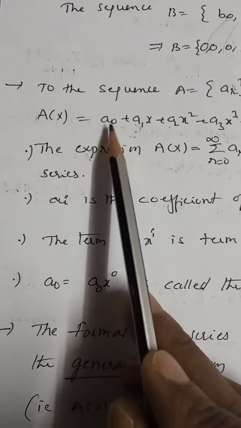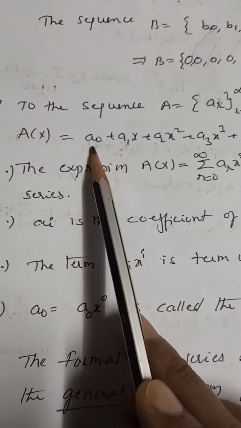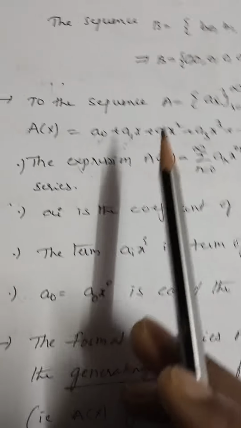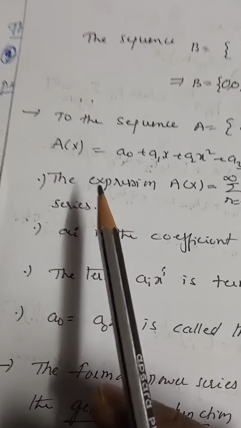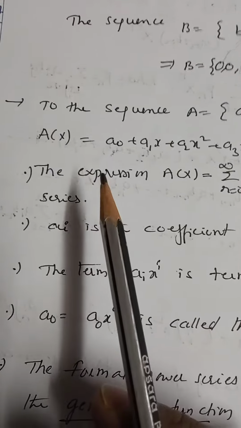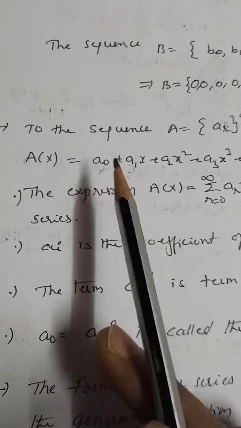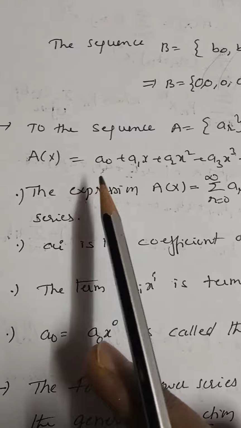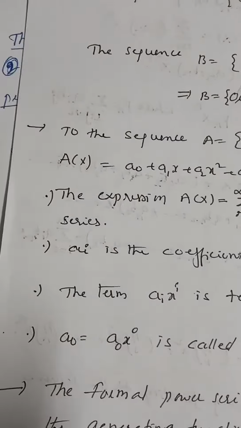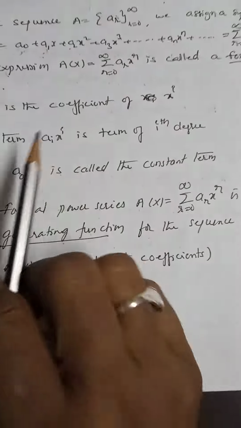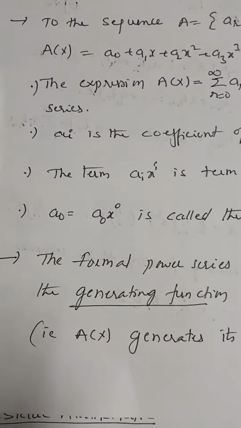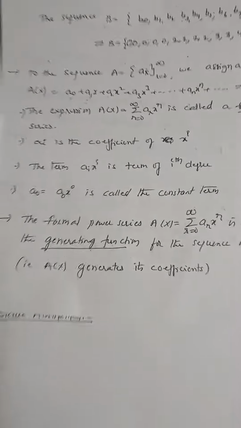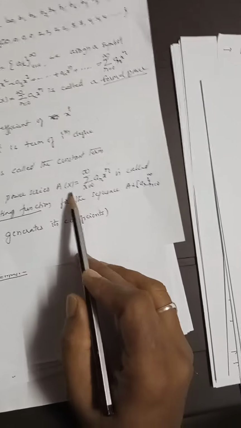Right, now a naught is equal to a naught into x power 0. Here this is called a constant term. This constant term can be written as a naught into x power 0. X power 0 is always equal to 1. Something to the power of 0 is 1, no? That means the constant term is nothing but a naught, which can be written as a naught x to the power of 0.